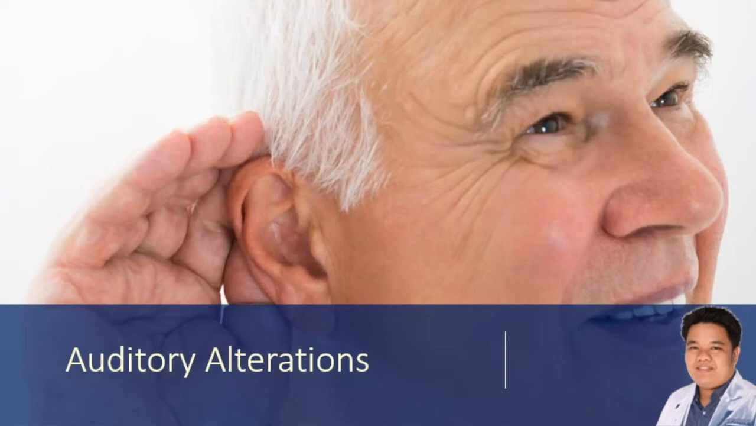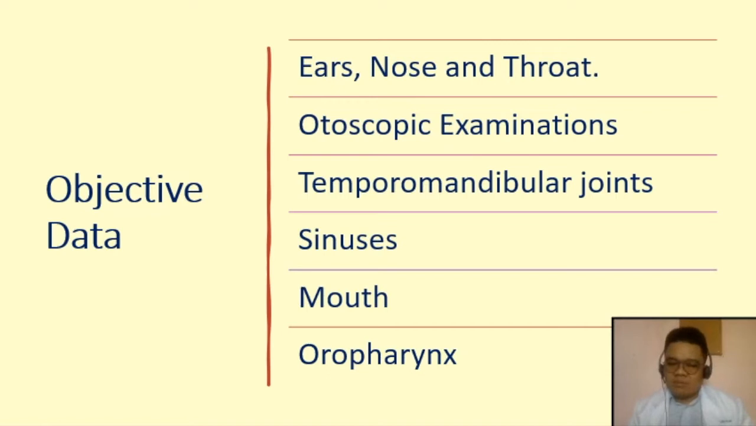Here, we will be focused on your objective assessment. So, in your gathering of objective data, when it comes to your ear assessment, take note that we are assessing the ears, nose, and the throat. Due to the close proximity of these organs, problems of the ears could possibly affect the nose and the throat, and vice versa.